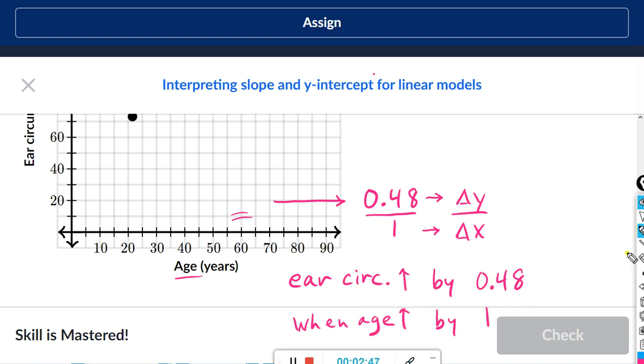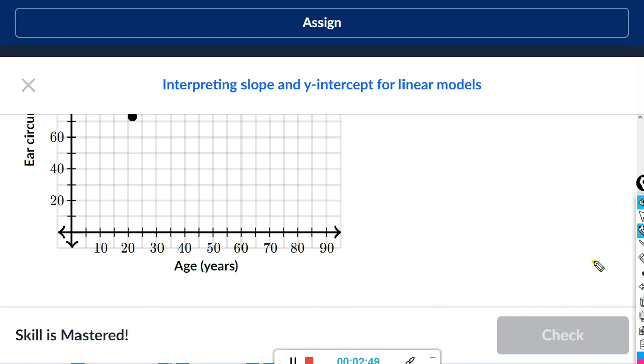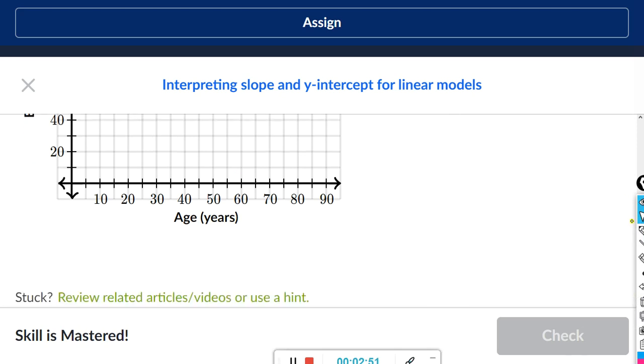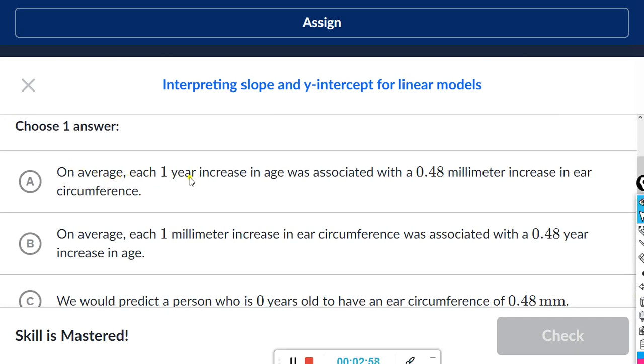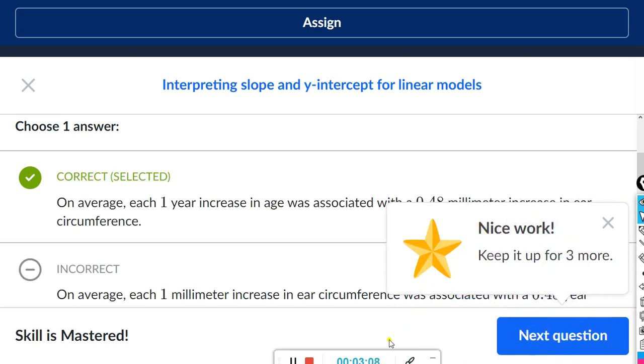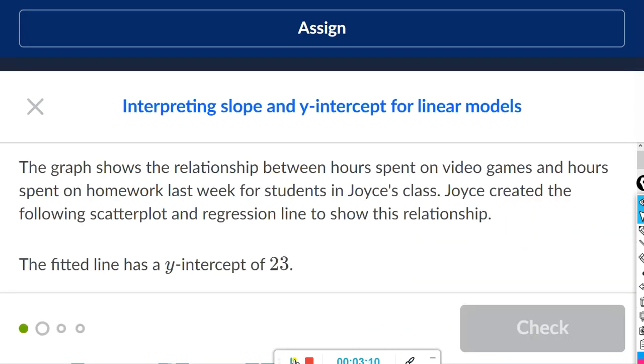All right, let's find the answer that matches that. Each 1-year increase in age was associated with a 0.48 millimeter increase in ear circumference. That's it. Again, you don't need to read the write-up.